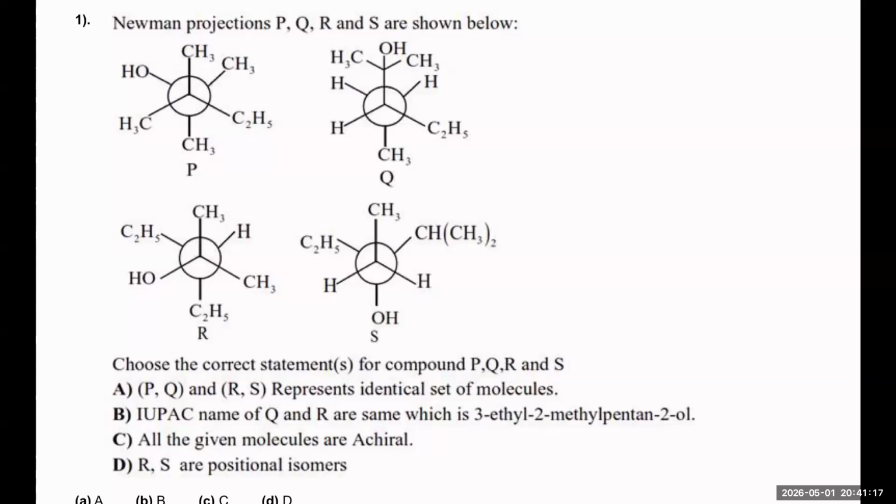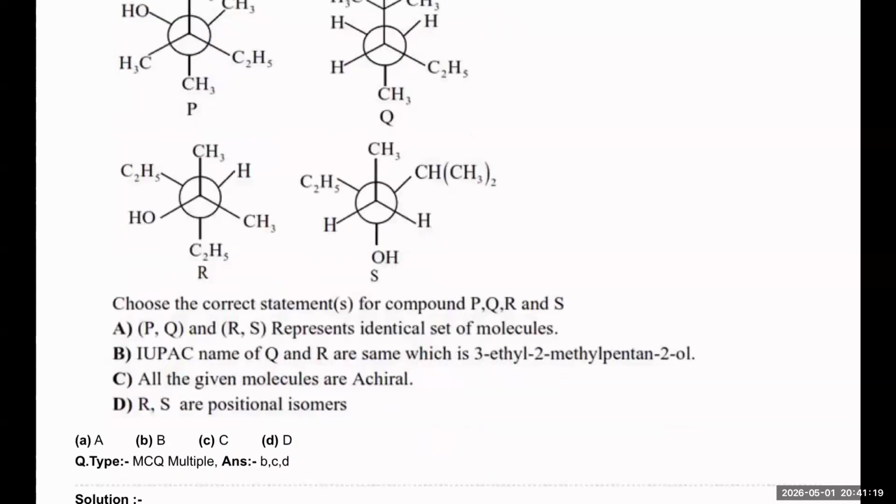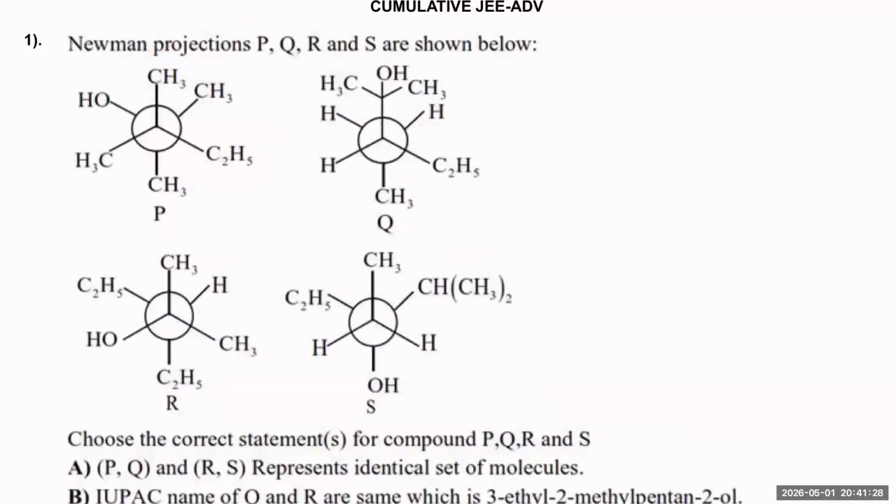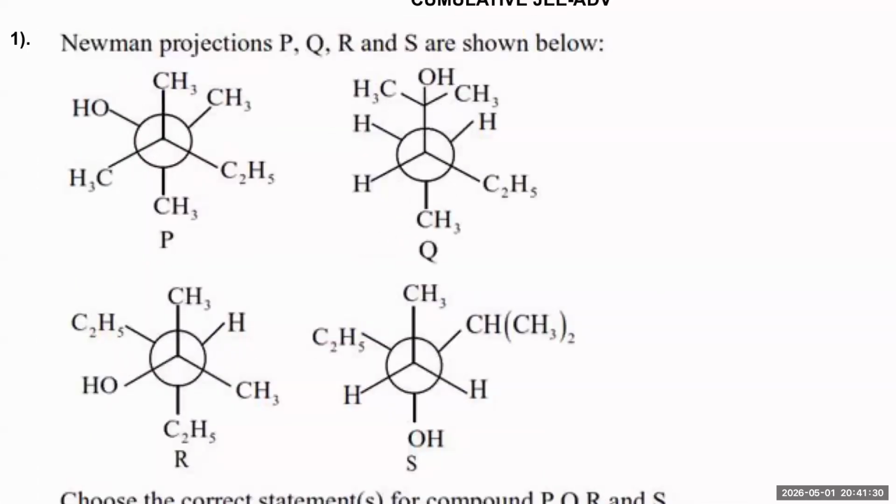So, given the key, you can see it was B, C, D. These are the correct statements here. So first, one way to look at this is, I can write the Sawhorse projection and then figure out what is the difference there.